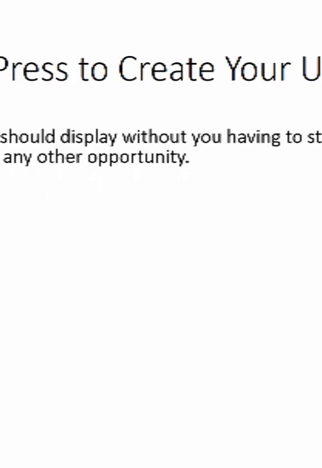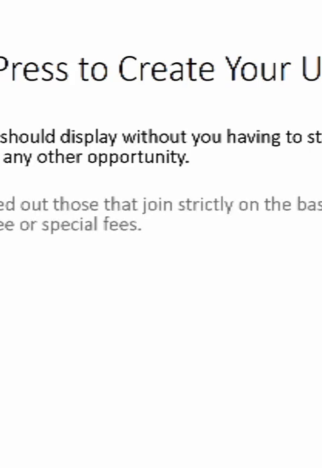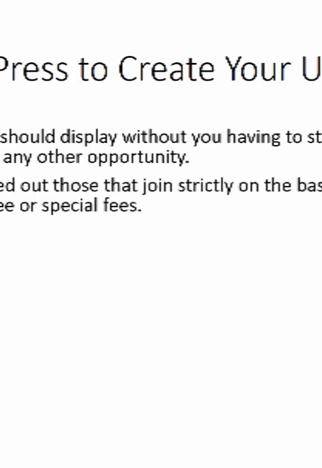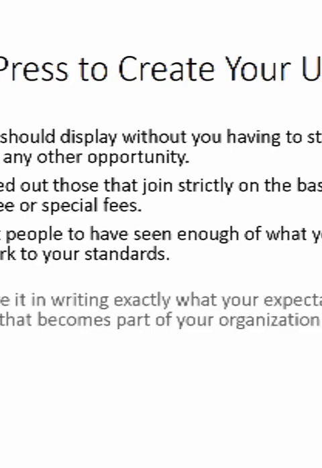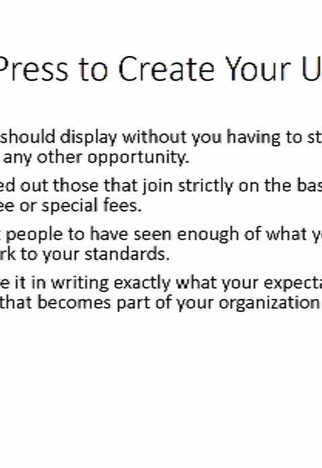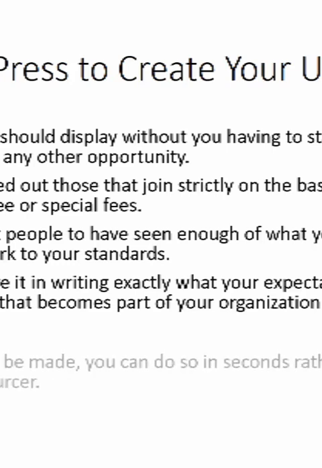Your WordPress site should display, without you having to state it, why someone should join you over any other opportunity. This can work to weed out those who join strictly on the basis of price of the entry fee, monthly fee, or special fees. Ultimately, you want people to have seen enough of what you're about to know if they're willing to work to your standards. You also want to have it in writing exactly what your expectations are so that you can direct everyone that becomes part of your organization to read it.